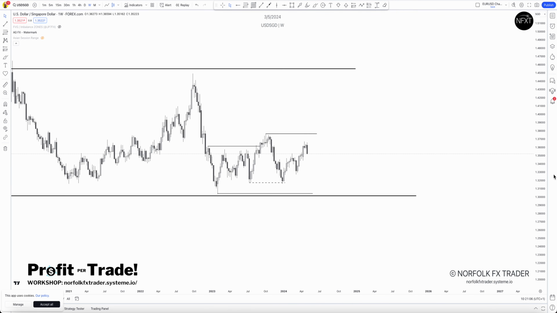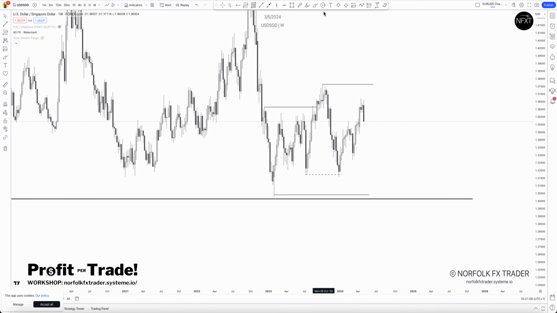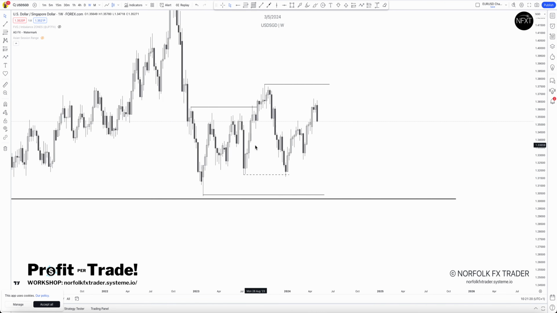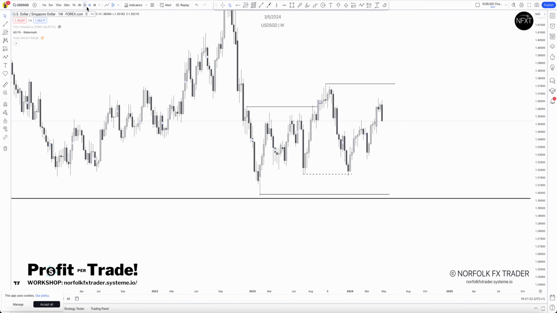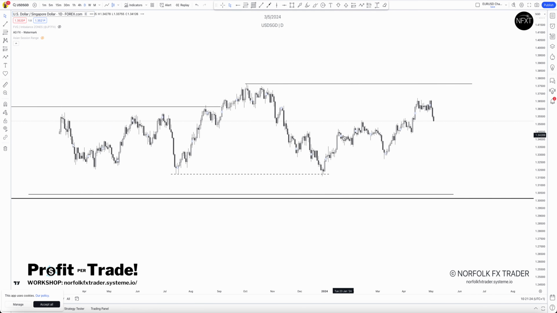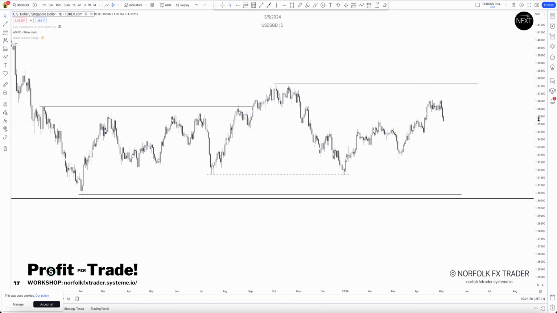So it's going closer. This is our current weekly range from this low to this high. So everything in between here is internal structure. So we'll find this now on the lower time frames, which would be like the daily. So let's drop down to a daily.